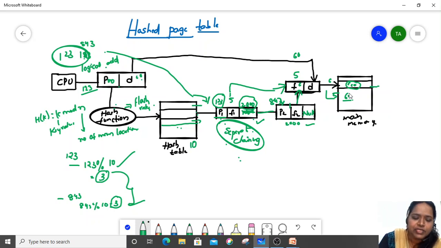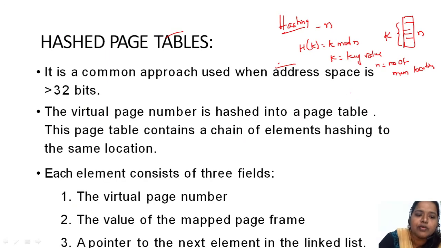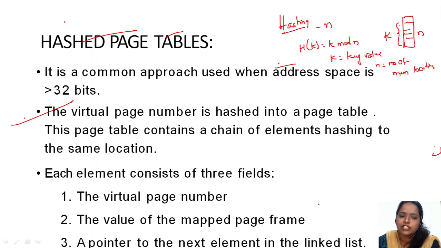Next we will have the inverted page table. See, in the hashed page tables, what we have studied, the virtual page number is hashed into the page table. Each element has 3 fields. What are the 3 fields? The virtual page number, the mapped frame, and a pointer to the next element in the linked list.